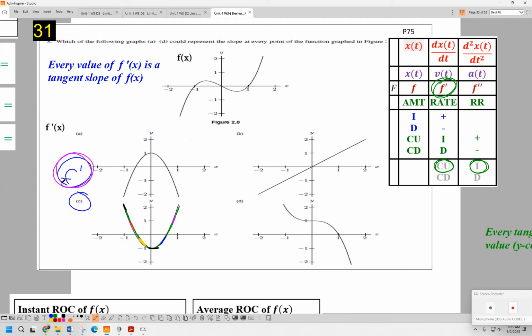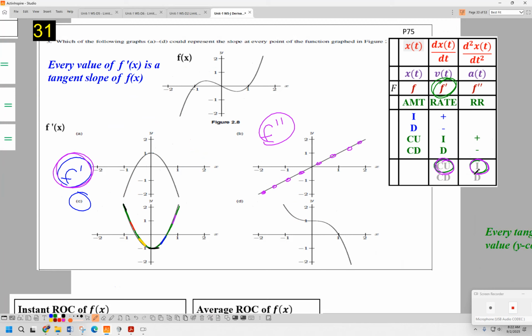Well, if you look at B, if B were f double prime, the y values of f double prime are increasing steadily. That is a perfect match. If f prime is always concave up, then the y values of f double prime have to always be steadily increasing. That's dead perfect.